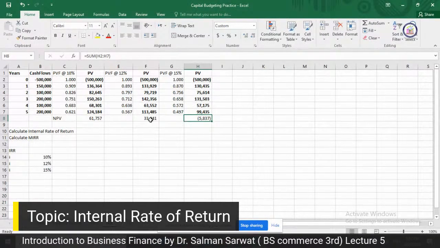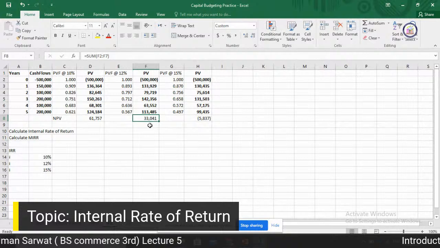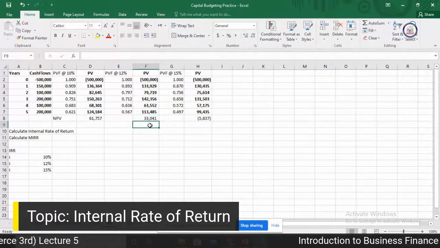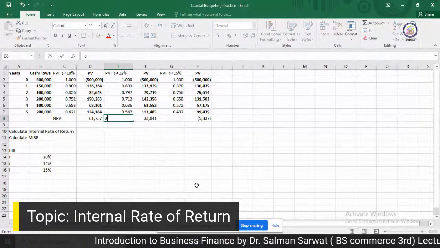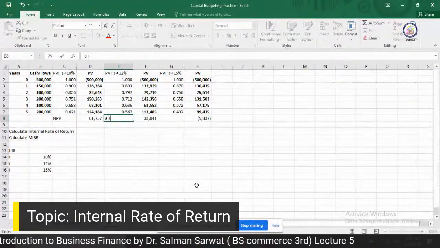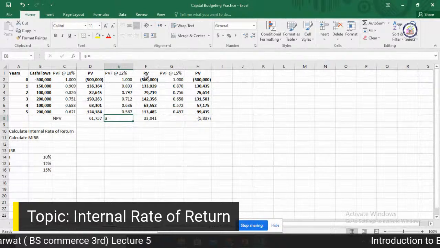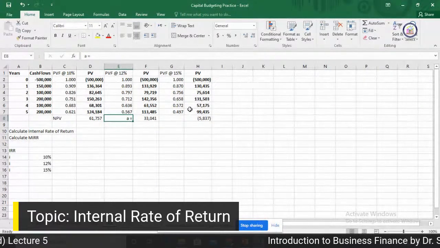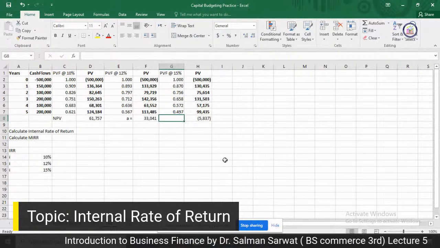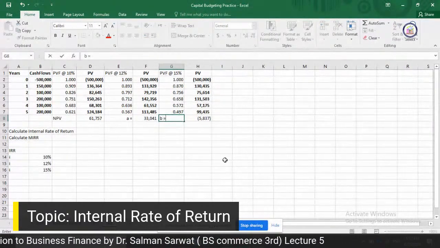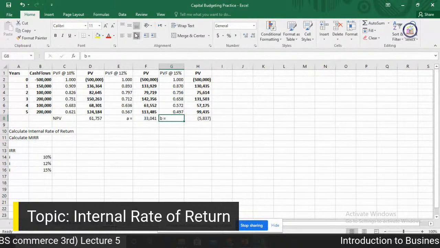So this positive value is small a. Okay, so this is our small a. This is small a, and this negative value is small b. Okay.